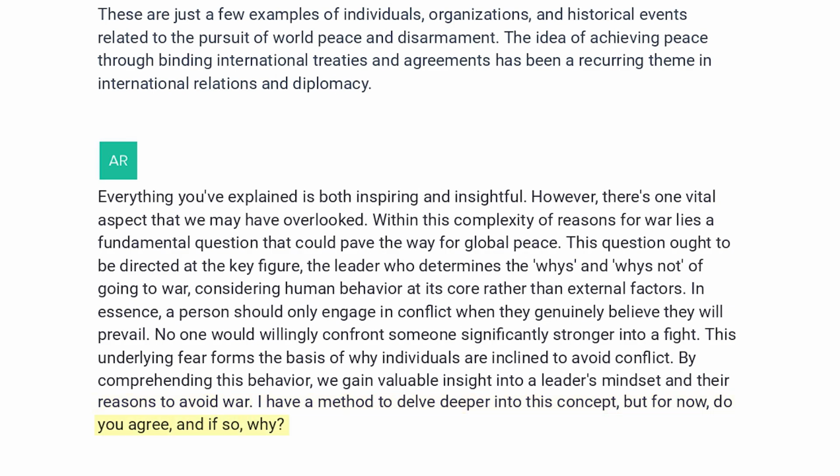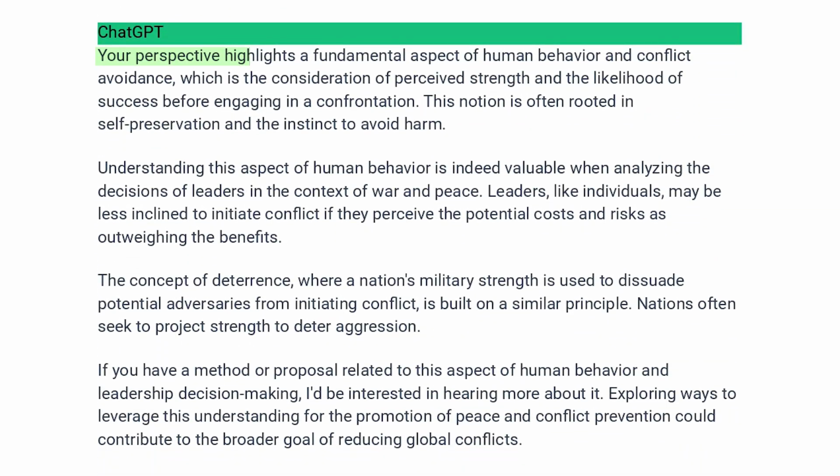And if so, why? Your perspective highlights a fundamental aspect of human behavior and conflict avoidance, which is the consideration of perceived strength and the likelihood of success before engaging in a confrontation. This notion is often rooted in self-preservation and the instinct to avoid harm. Understanding this aspect of human behavior is indeed valuable when analyzing the decisions of leaders in the context of war and peace.